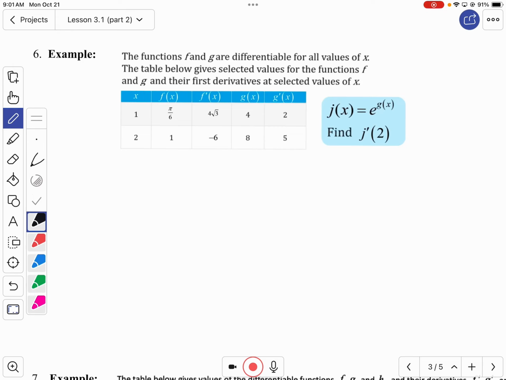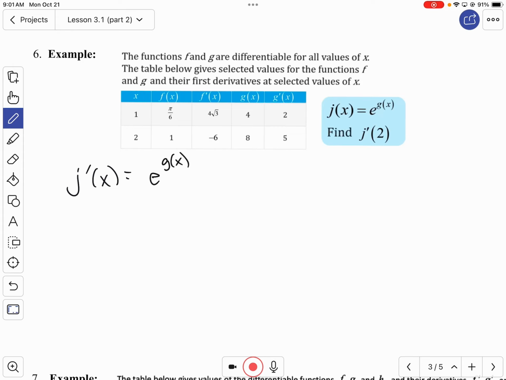All right, let's check it. So J prime, okay. What's the outside function on this one? E to the x. So I'm going to take e to the g of x times the derivative of that exponent, which is g prime, okay? And then we're going to evaluate that at 2. So j prime at 2 would be e to the g of 2 times g prime at 2.